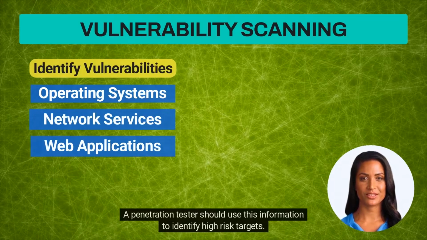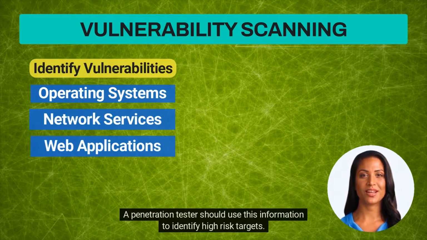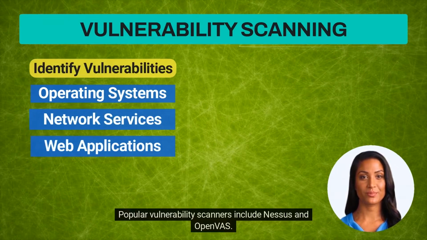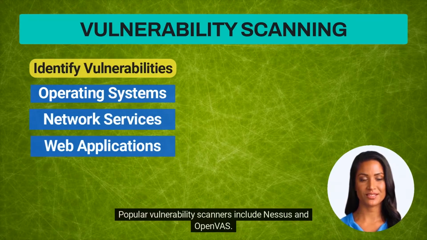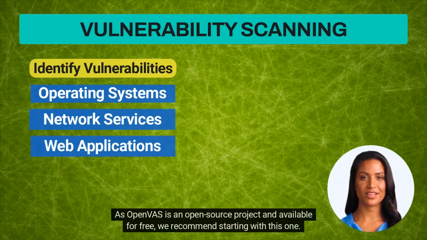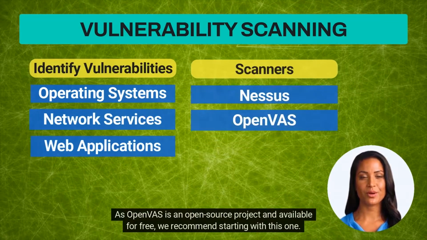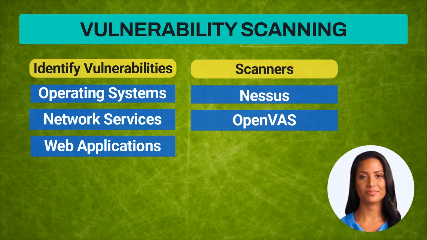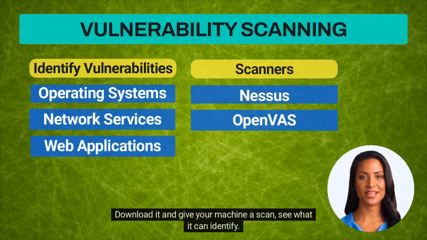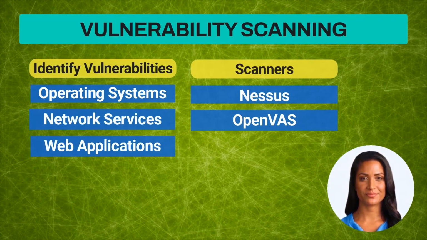A penetration tester should use this information to identify high-risk targets. Popular vulnerability scanners include Nessus and OpenVAS. As OpenVAS is an open-source project and available for free, we recommend starting with this one. Download it and give your machine a scan. See what it can identify.